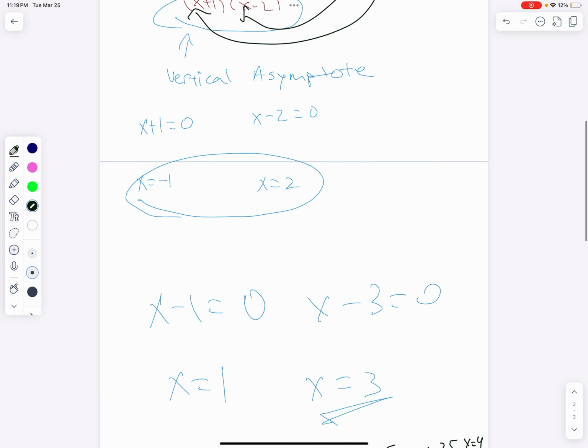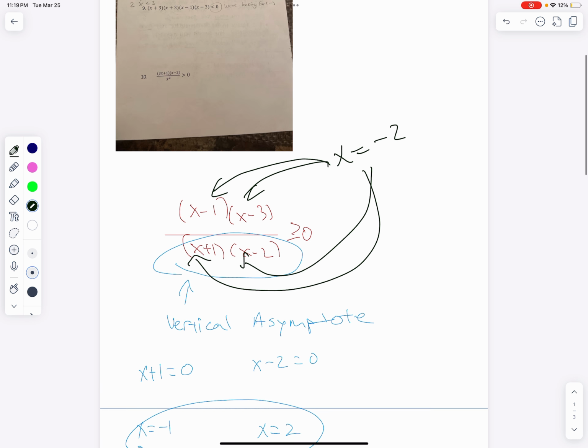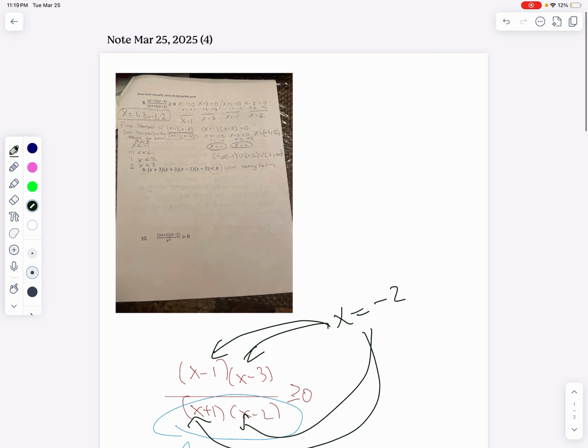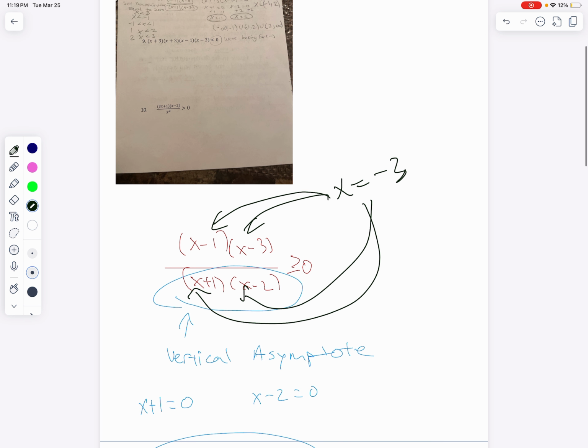Okay. If you don't have a calculator, you can still do this, right? So if I plug in a value like, what did I say, -2? But I said -3, it doesn't really matter. Let's say -3. So what's going on here? Well, if I plug in -3 here, -3 minus 1, you don't need the number, you need the sign. You realize it's negative. -3 minus 3, you know that's negative.